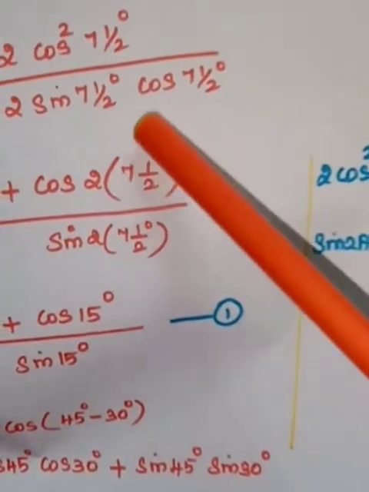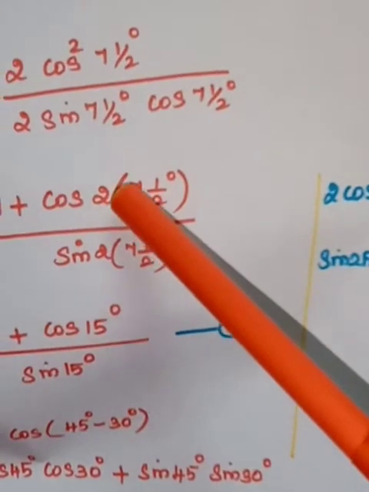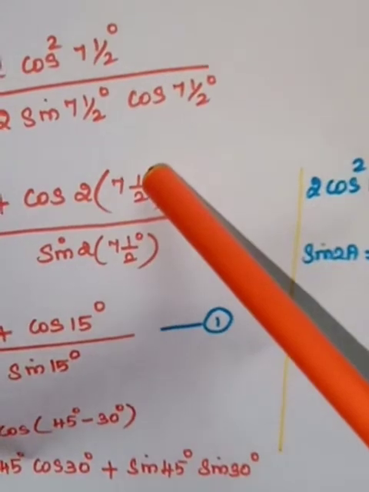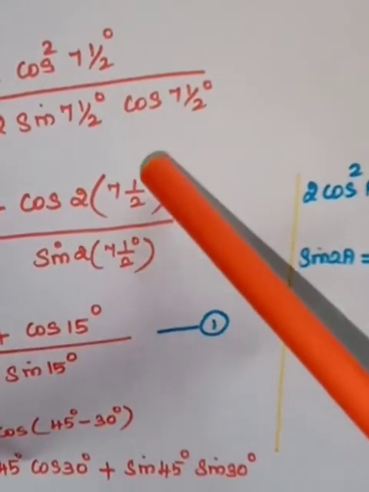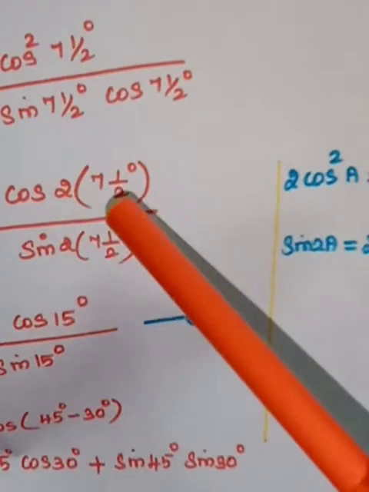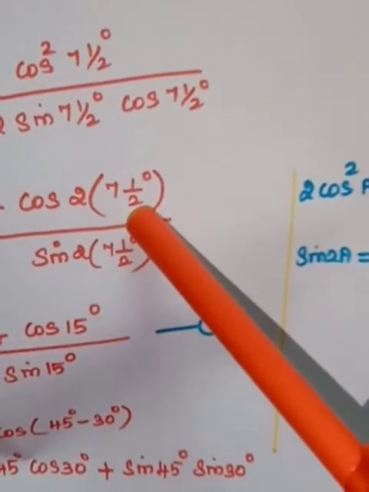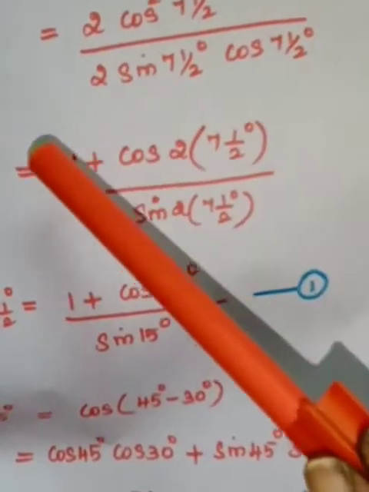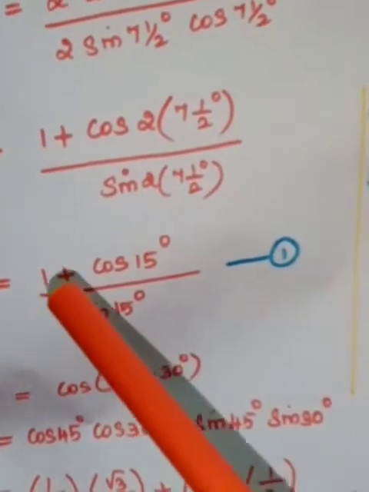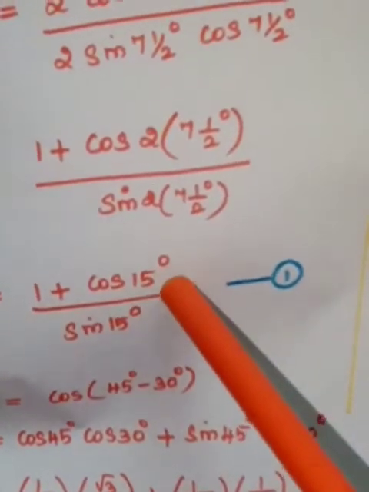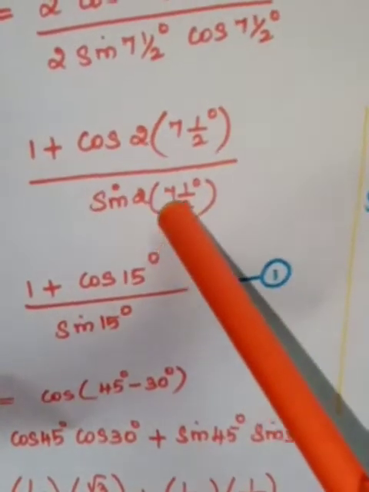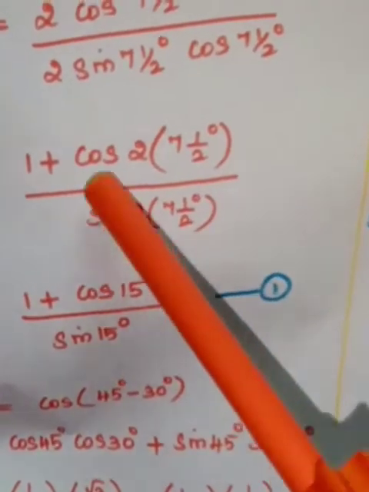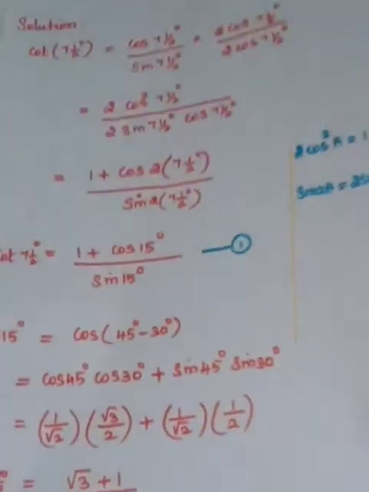So what is 7.5 degree? 7 2s are 14, it is a mixed fraction, so 14 plus 1, 15, that is 15 by 2 degree. This 2 and the 2 in the denominator get cancelled, so you will get 15 degree. The numerator now becomes 1 plus cos 15 degree. In the same way, in the denominator it is 2 into 15 degree by 2, the 2 gets cancelled, and it is sin 15 degree.